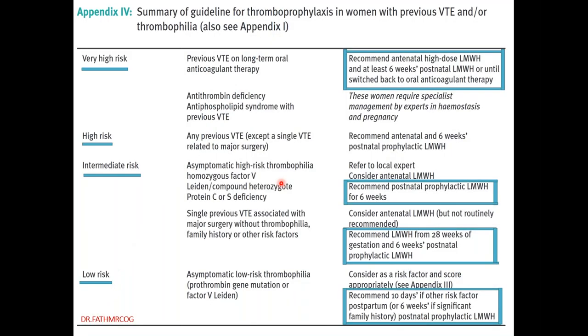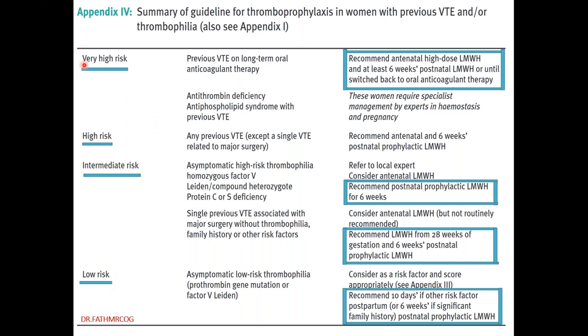This is a very important table. It is about the summary of guidelines for thromboprophylaxis in women with previous VTE and or thrombophilia. This is categorized into four according to the risk: very high risk, high risk, intermediate risk, and low risk.